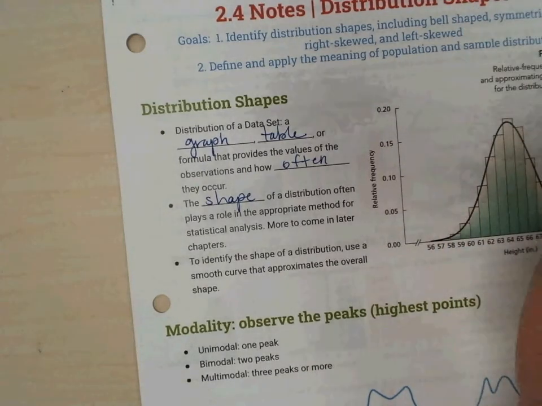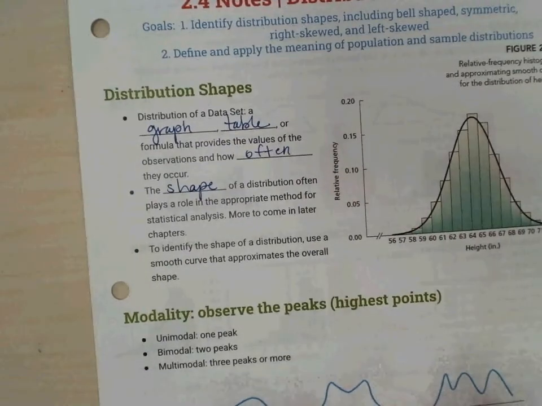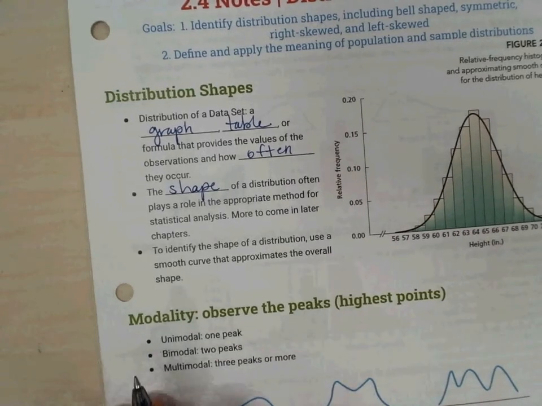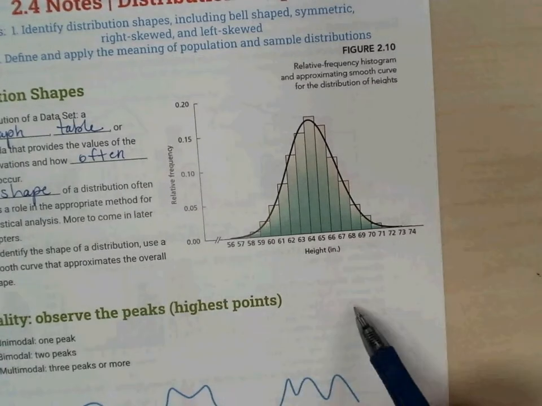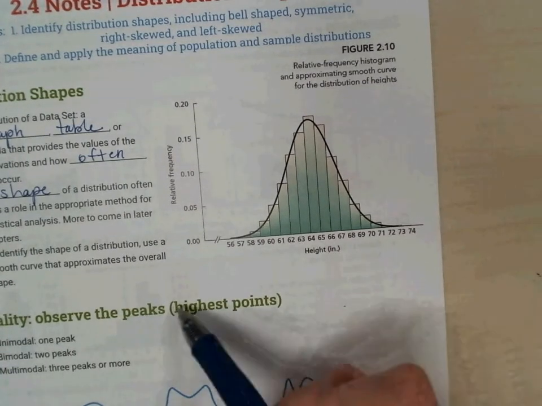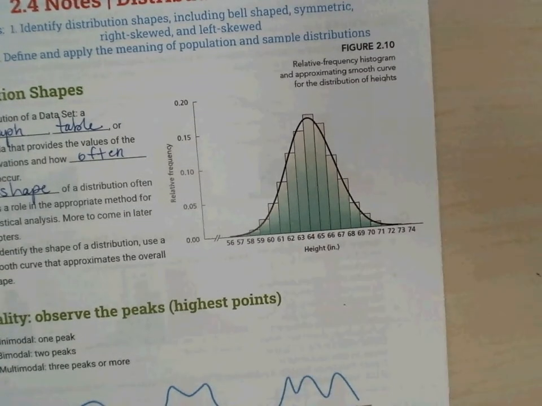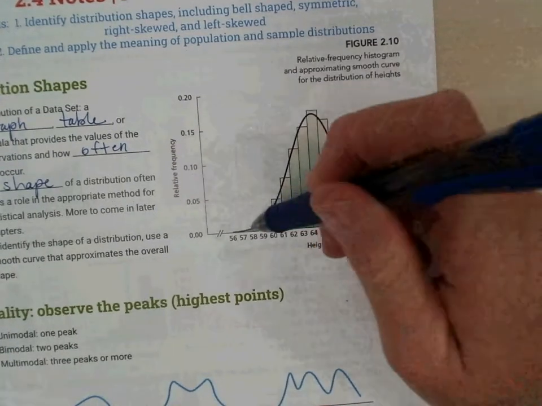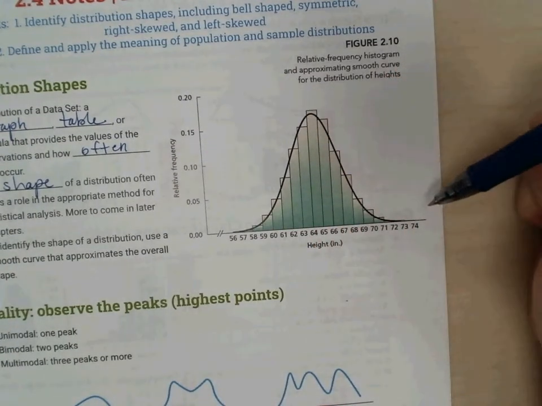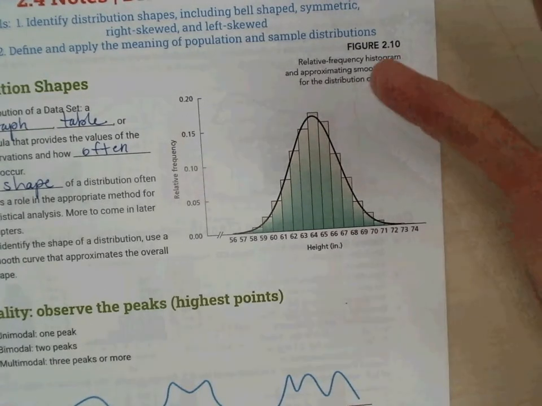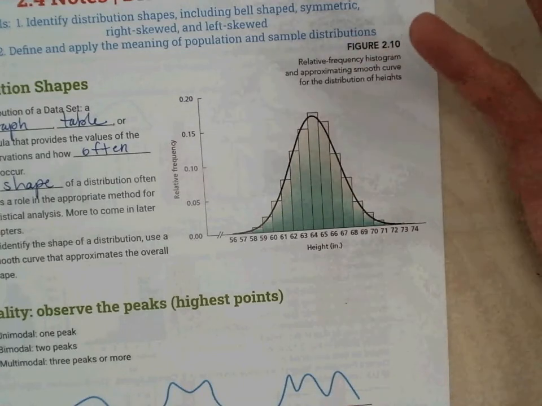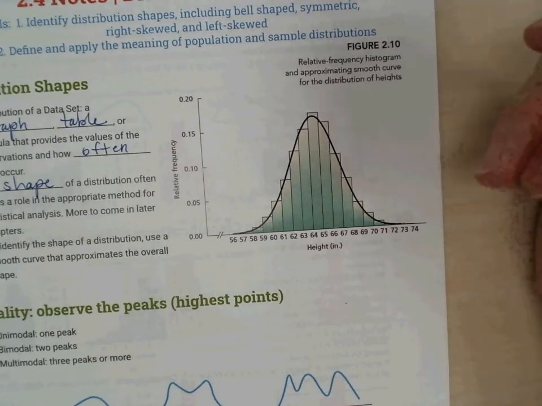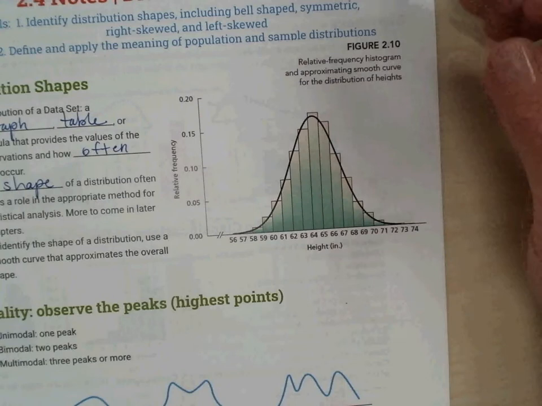To identify the shape of a distribution, use a smooth curve that approximates the overall shape. Most often, we'll be using a histogram related to a relative frequency distribution or a frequency distribution to talk about distribution shapes. So that's what's in this picture here. You can see how the curve overlays the histogram, and that's actually a bell-shaped curve, and that's the one we will access most often when applying our statistical analysis methods in chapters to come.